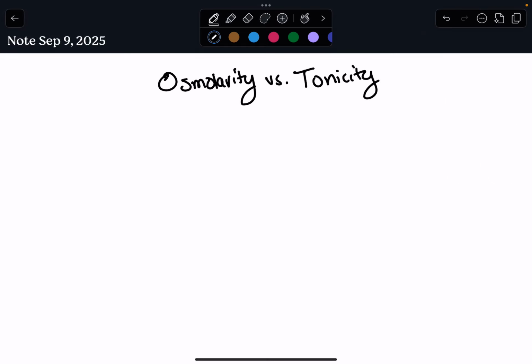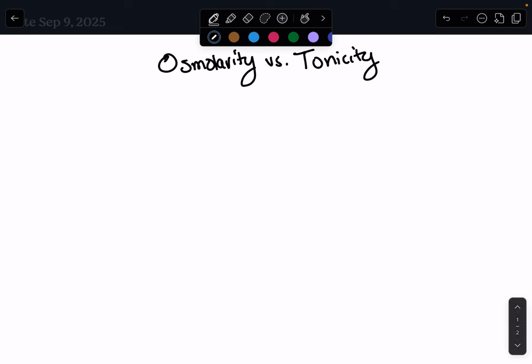Hey everyone, just wanted to create a quick clarifying video on the concept of osmolarity versus tonicity. This is going to be a question that's hit pretty hard on the exam, so I just wanted to make sure that there's a short review video to make sure that everyone's on the same page, because both of these concepts have a lot of similarities, but also really important differences. So let's get into it.